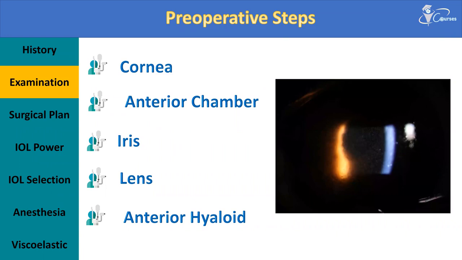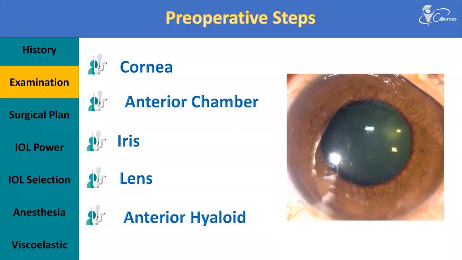We will discuss the endothelial dystrophies in the pathology lecture, so this will be coming later on. In the anterior chamber, you should also check for the presence of any cells or flare, which denotes the presence of uveitis. An eye with active inflammation shouldn't be operated upon during acute inflammation. Those patients should first be controlled medically to control the uveitis, and then we proceed with the surgery.